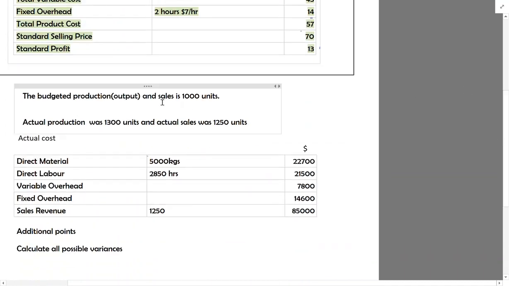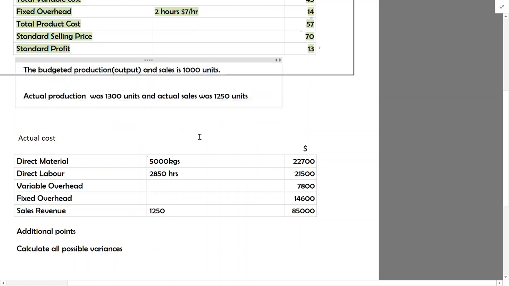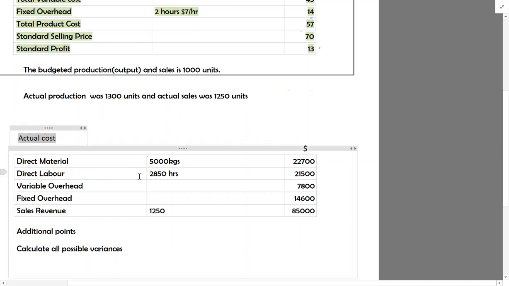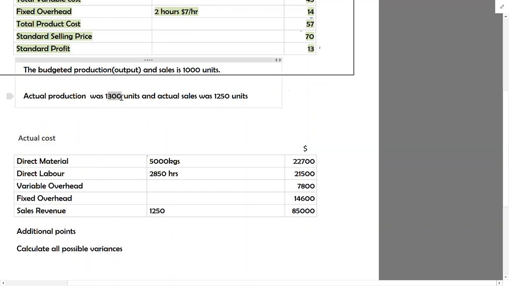The budgeted production, output and sales is 1,000. So we budgeted to produce and sell 1,000 units. Now below is the actual data. I think I should take this above. Actual production was 1,300 units and actual sales was 1,250 units. So actual cost, so this also has a trick, 1,300 units and 1,250 units. Why are they different? So it is a trick.